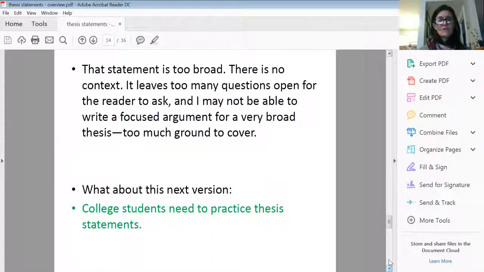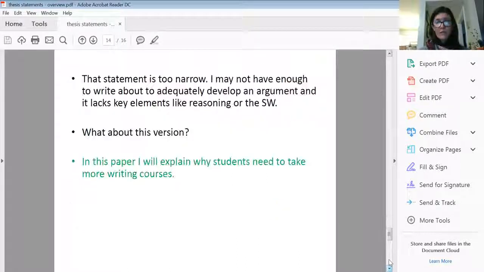What about this next version? College students need to practice thesis statements. That's a little bit more specific, but it's almost too narrow. I may not have enough to write about just saying you need to practice thesis statements. It seems self-evident, but really, how do I develop an argument about that? What about this next version?